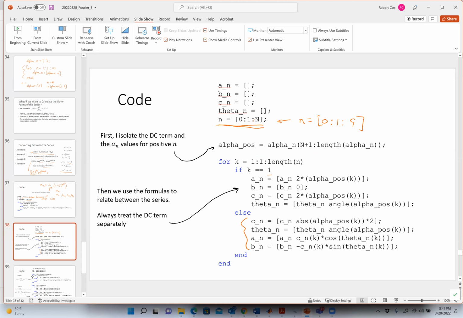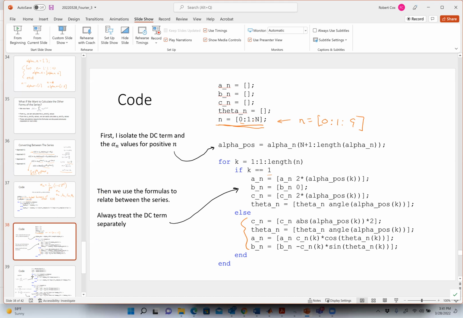Well, if k equals 1, that's going to be giving me n equal to 0. What frequency when n equals 0? So that's 0 times f naught. What frequency do I have when n equals 0? There's no frequency. 0, that's right. DC, right? DC, 0 frequency.